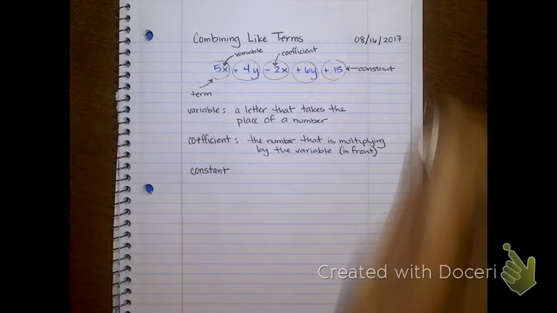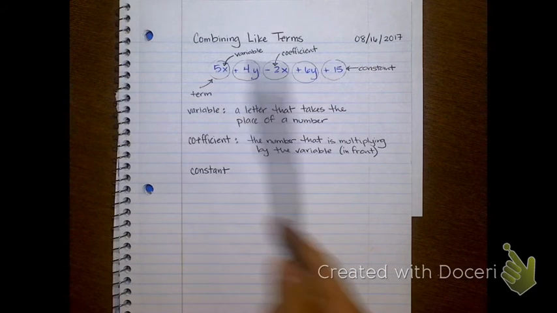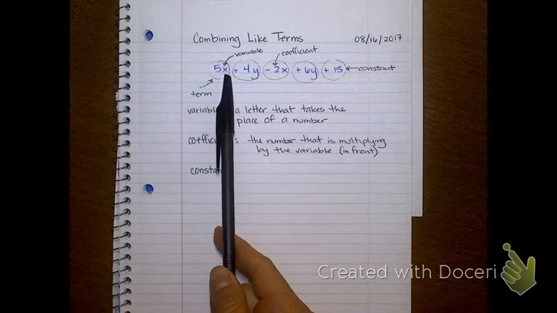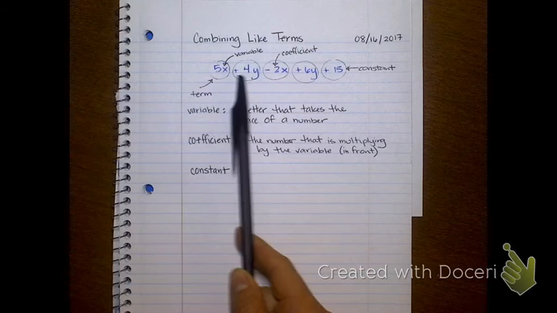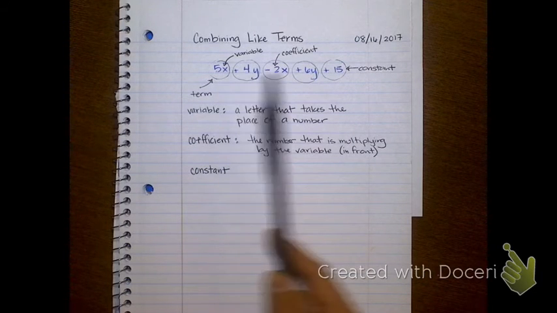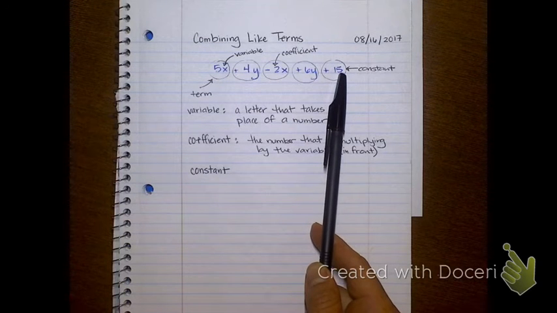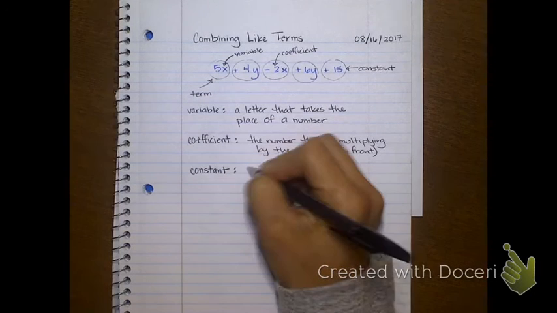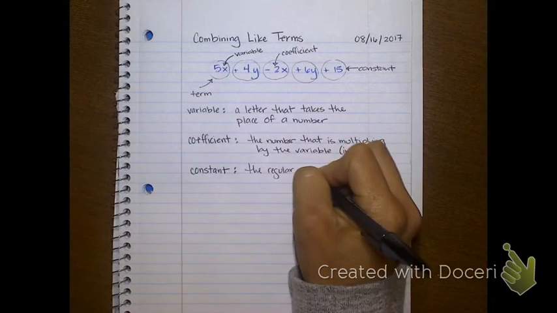The reason why we call it the constant is because no matter the value of x or y in this expression, this number stays the same, right? When x changes, 5 times x changes its quantity, right? When y changes, 4 times y changes its amount. But if x or y changes, 15 doesn't change. It's still the same, right? Okay, so a constant is like the regular number without a variable.